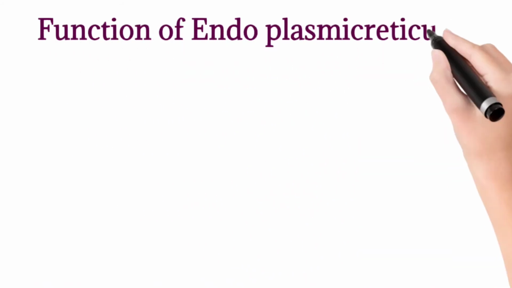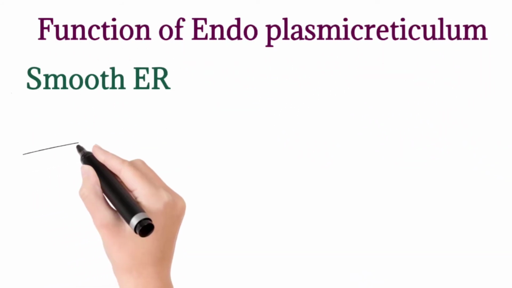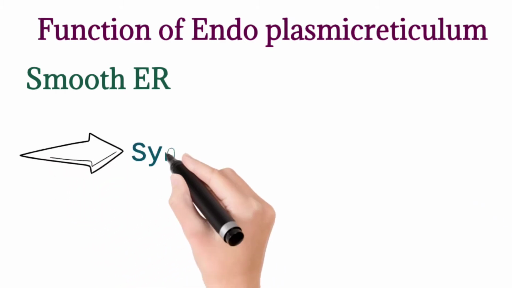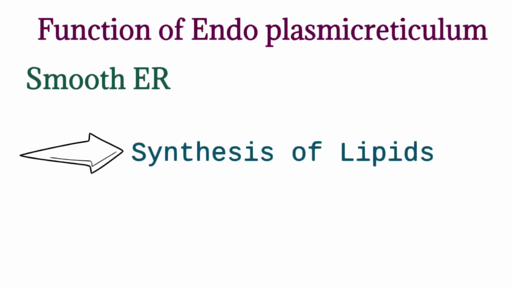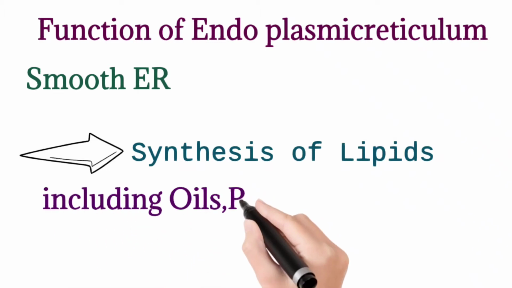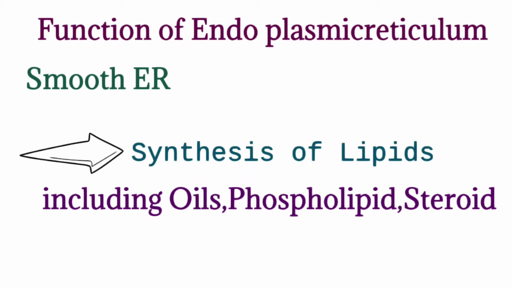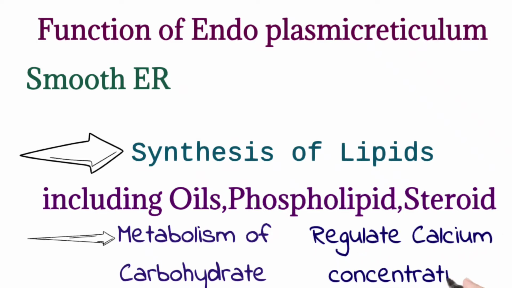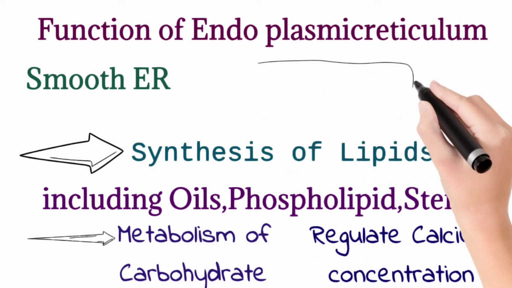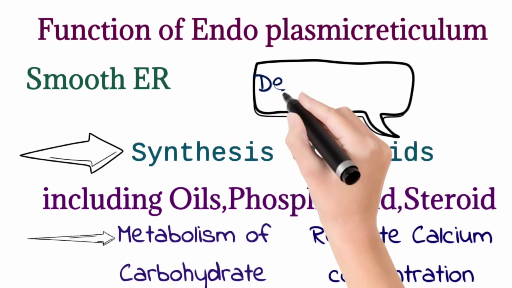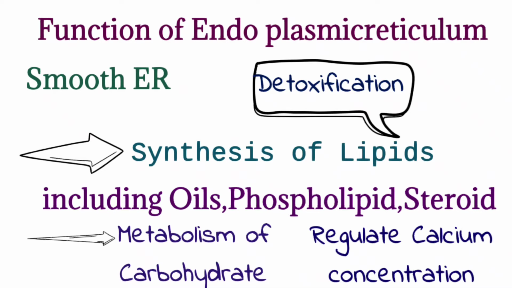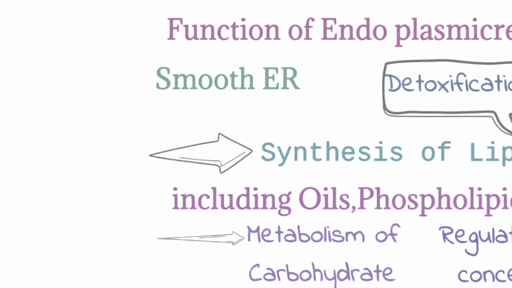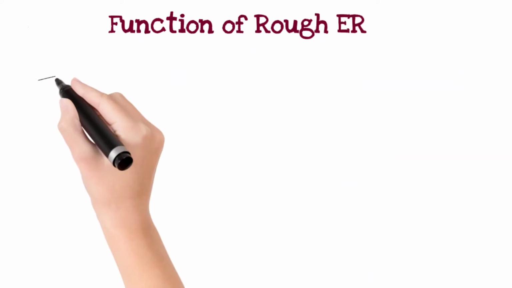Now we will discuss the endoplasmic reticulum's functions. Number one is smooth endoplasmic reticulum. What does it do in the cell? It synthesizes lipids, including oil, phospholipid and steroid. Another function of smooth endoplasmic reticulum is metabolism of carbohydrate. It regulates calcium concentration in the cell cytoplasmic region, and it detoxifies many chemicals inside the cell. Therefore, detoxification is done by the smooth endoplasmic reticulum.